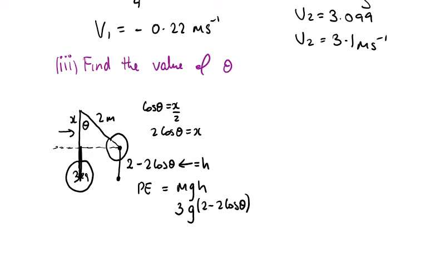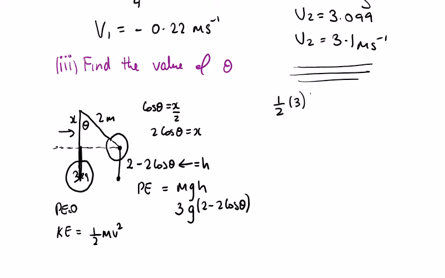Kinetic energy is 0 at the top, the potential energy is 0 at the bottom, and the kinetic energy is a half mv squared. We're dealing with v2 here, so we're dealing with the 3.1. So a half by 3 by the velocity squared, 3.1 squared. On the calculator, 1.5 by 3.1 squared gives 14.406.